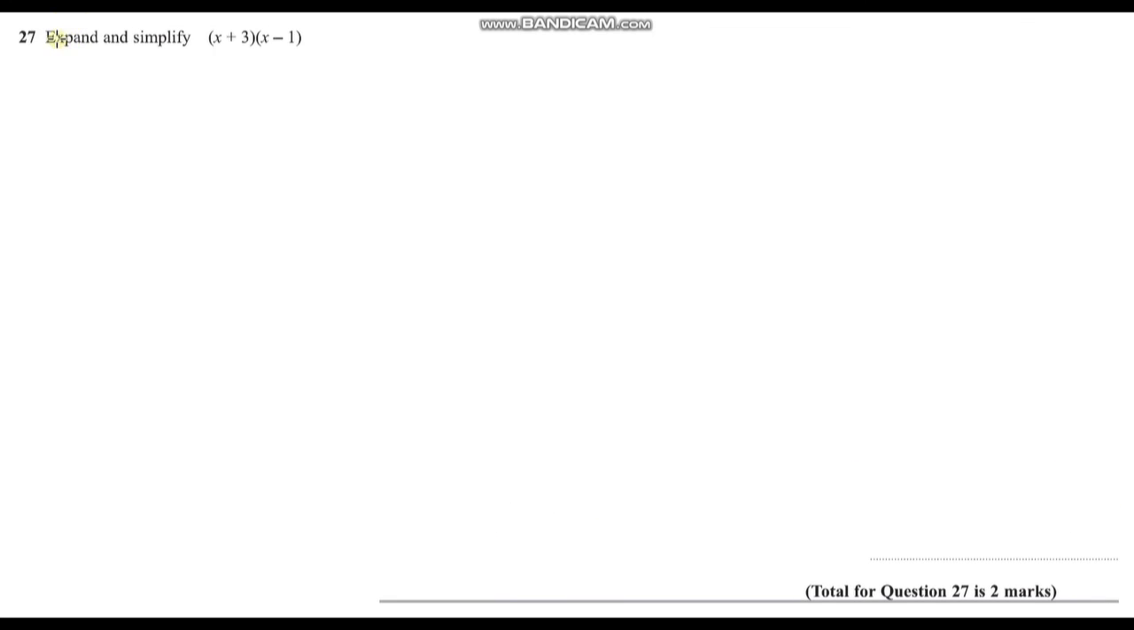Question 27. Expand and simplify this expression here. So I'm just going to write it down below. We've got (x + 3) multiplied by (x - 1).